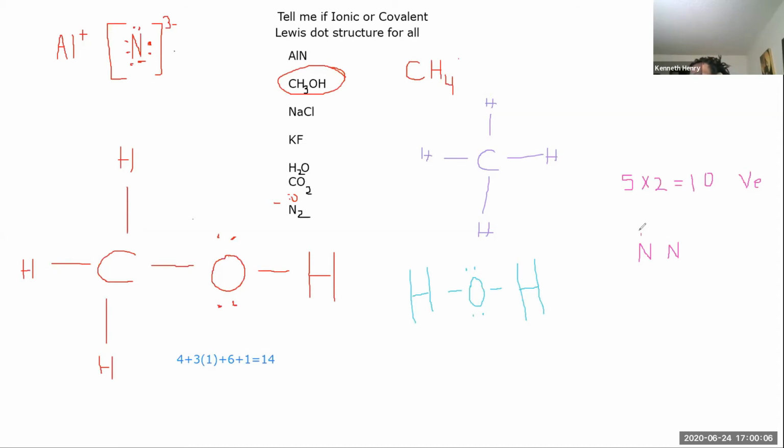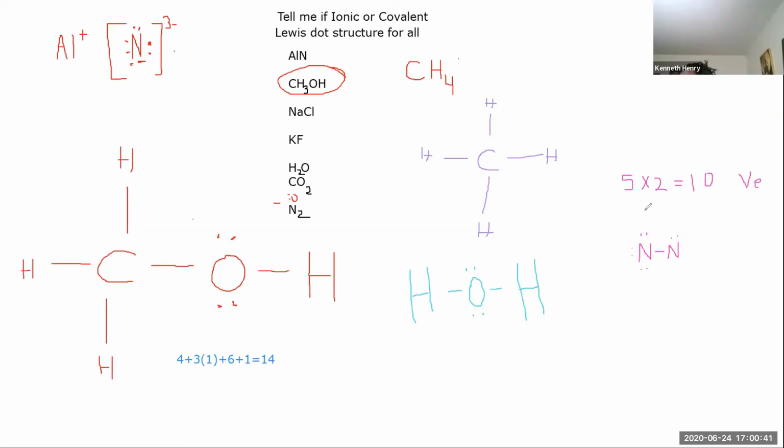So let's put 1 here, and try to put them in pairs. It's always best to put them in pairs. 2, 4. And so we'll start with 1 line here. So that's 2 right there. 8, and then 10. That's 2, 4, 6, 8, 10. Okay. So does this nitrogen have 8 around it? 2, 4, 6, 8. Yes. Okay. Does this nitrogen have 8 around it? No. Okay. So we know that that isn't going to work.